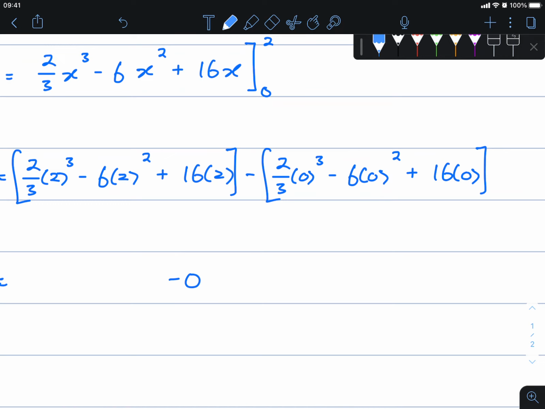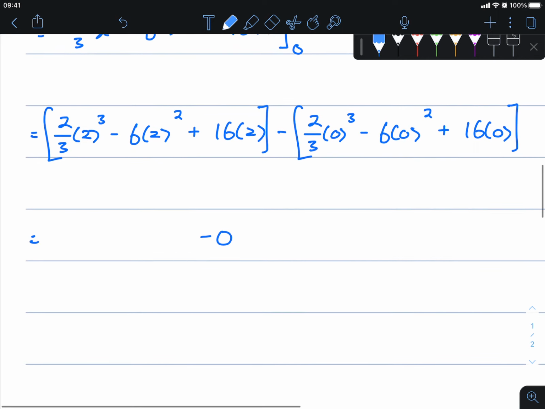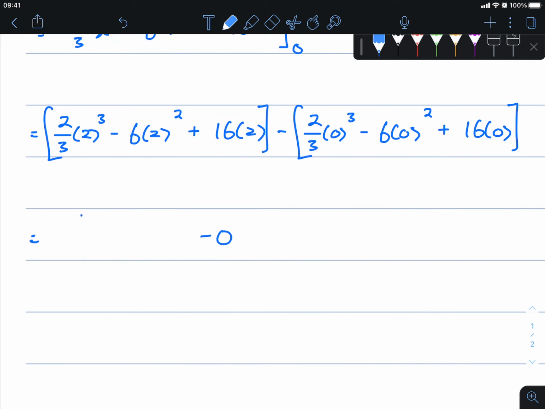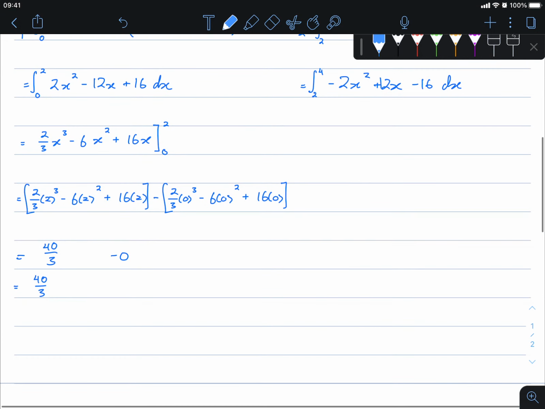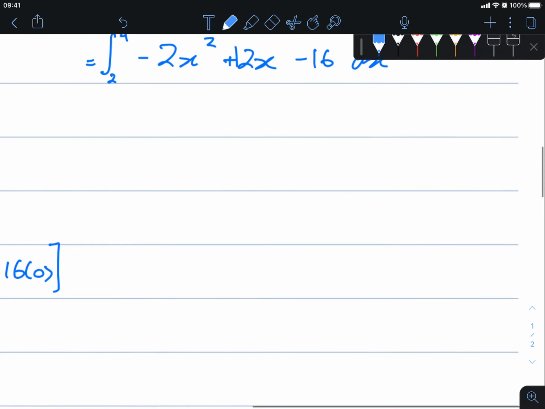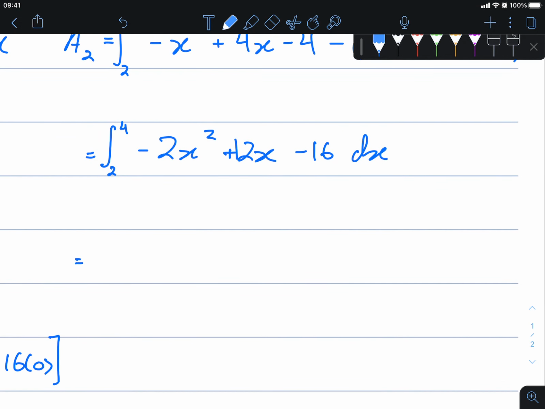2 over 3 times 2 cubed minus 6 times 2 squared plus 16 times 2. I hope you're getting 40 on 3. So this first area, area 1, is 40 on 3. Solving area 2. Once again, it's the exact same thing.